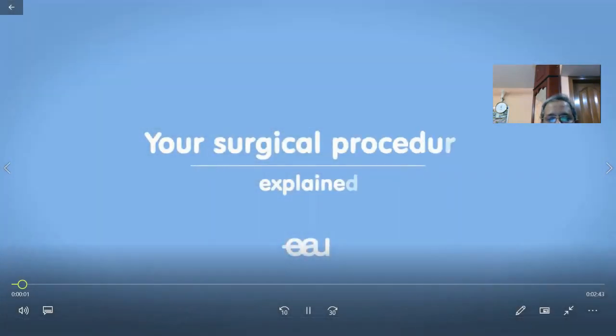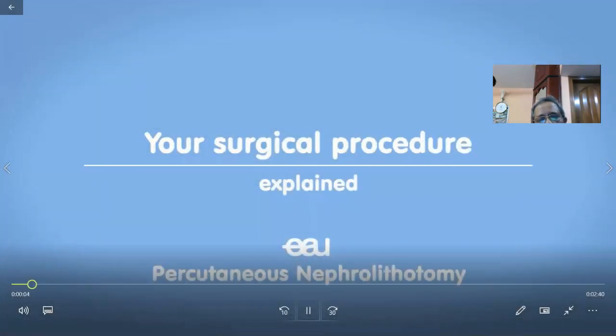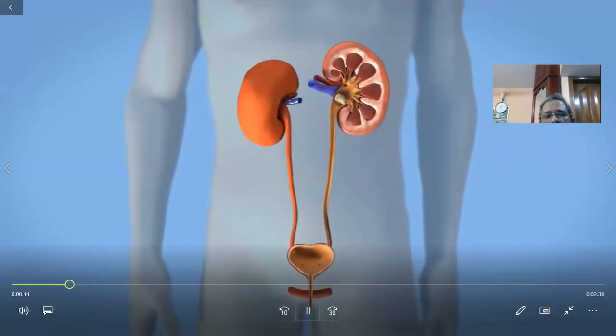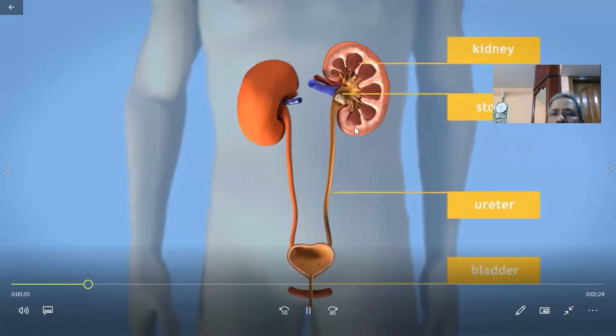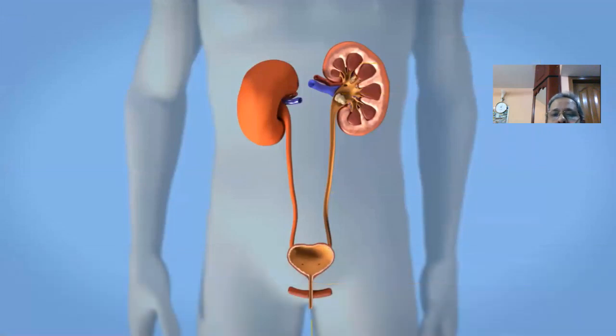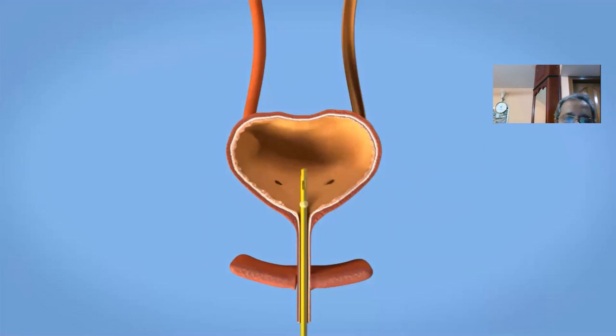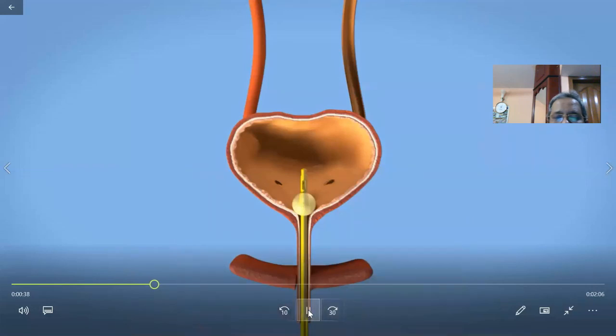Your doctor has recommended that you undergo a stone removal procedure called percutaneous nephrolithotomy, or simply PCNL. The goal of this procedure is to remove all your kidney stones and, when present, your ureteral stones. This animation shows the removal of stones in the kidney. PCNL is carried out under general anesthesia. When you are fully sedated, a catheter, which is a hollow tube, is placed in the bladder. The bladder catheter drains the bladder and remains in place with the use of an inflated balloon.